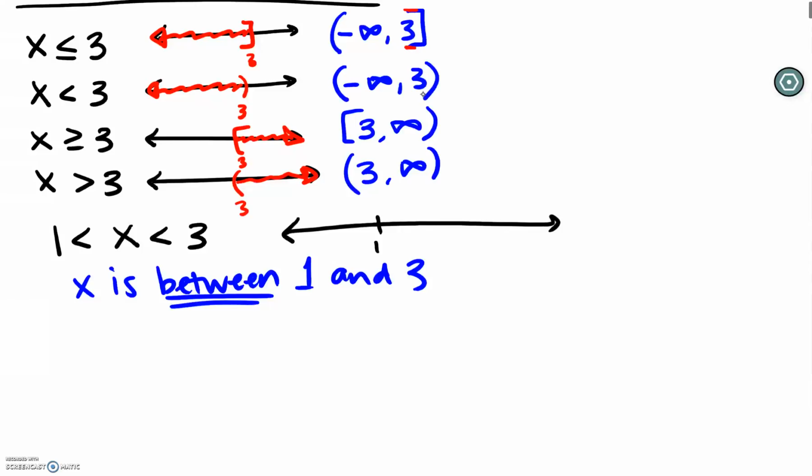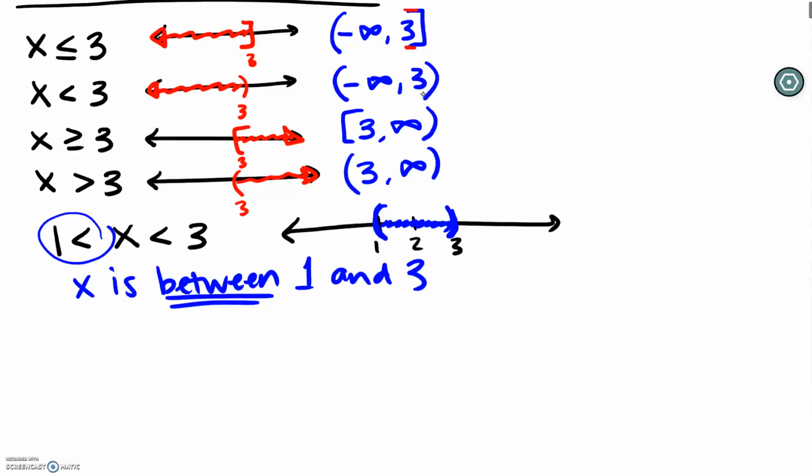We have 1, got 3. X has to be between those, right? So if we were going to shade where this is, x is somewhere between 1 and 3. Can it equal 1? No, because we don't have an equal sign. So we're going to put a parenthesis there. Can it equal 3? No, because we don't have an equal sign, so it's a parenthesis as well.